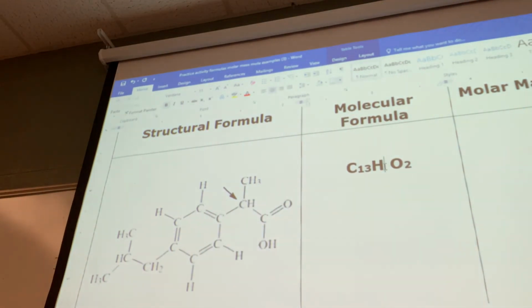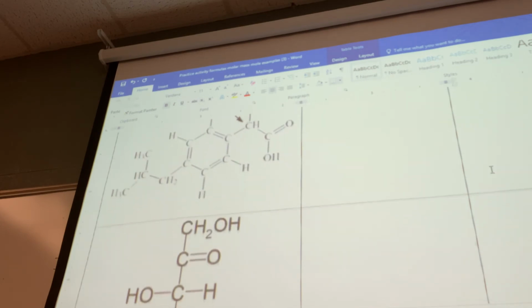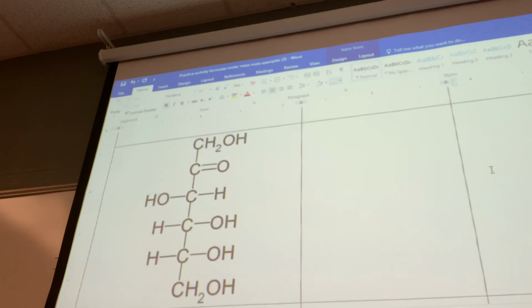This is one of those things that if you are counting that high, you want to count more than one time. Or work with somebody, you count and they count, and see if you get the same number. Okay, so that is the molecular formula. So we're going to do the same thing for the next one, and then I'll talk about molar mass. Okay, so the next one.